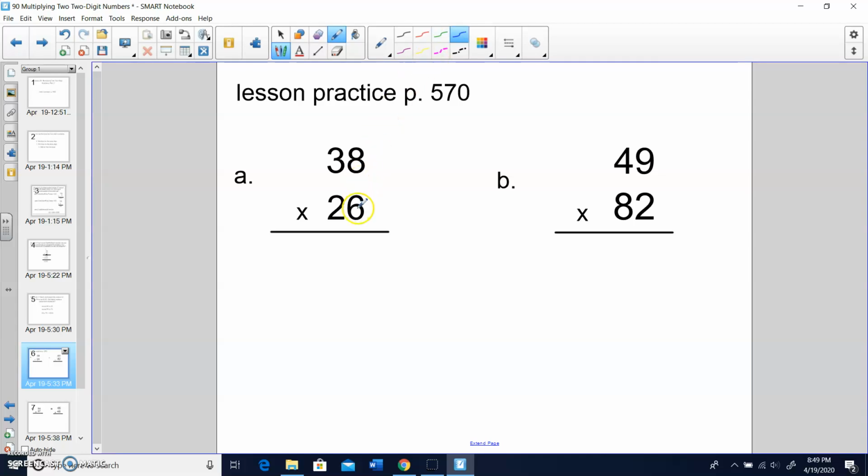Okay, we're going to start with just the ones place, so 6 times 38. So 6 times 8 is 48. My 8 comes down, and I carry this 4 up because I'm not done multiplying yet. 6 times 3 is 18 plus the 4 I carried up here. So 18 plus 4, 19, 20, 21, 22.